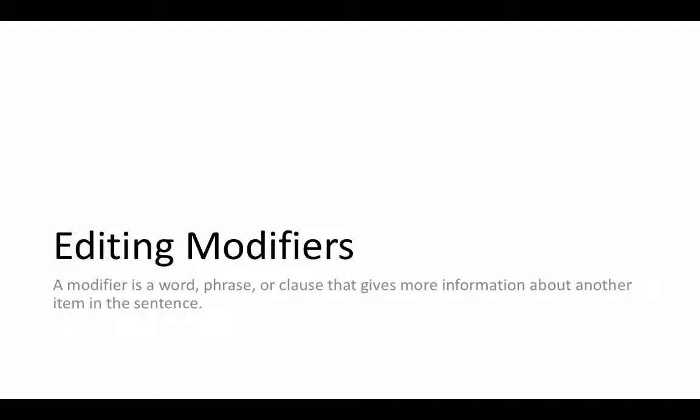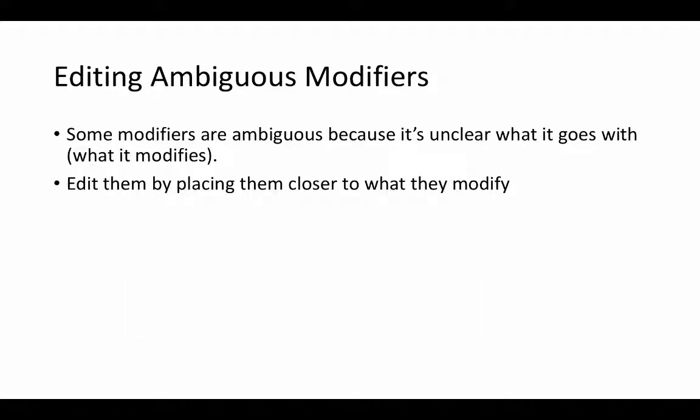A small dog gives you information about that dog just as much as a big dog gives you more information about that dog. It modifies it. It could be a word, a phrase, or an entire clause. Sometimes the modifiers are ambiguous. That is to say, we don't know what it goes with or what it modifies. Edit them by placing it closer to what they modify.